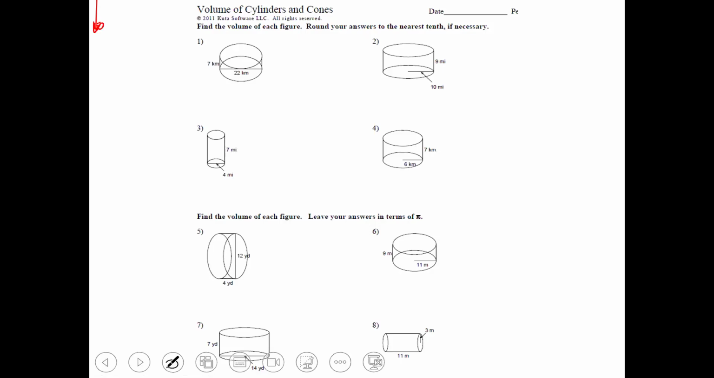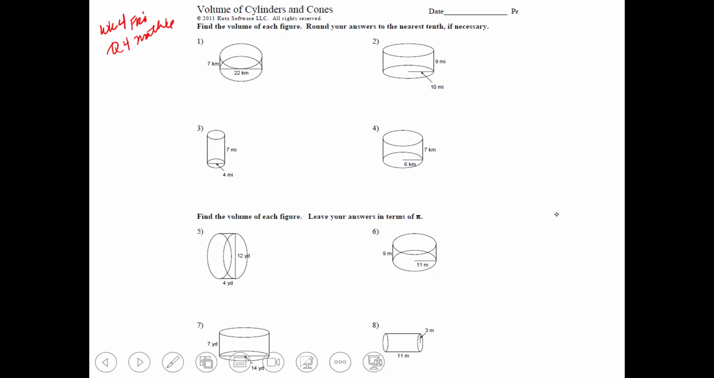All right, this is week 4, Friday. And we're going to go over finding the volume of a cylinder for quarter 4, math 6. Are you ready, Rayson? Okay. All right.